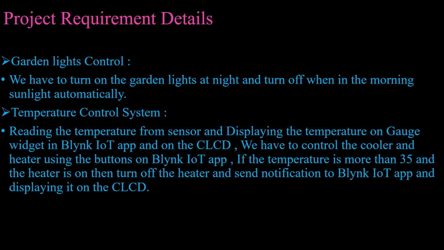A temperature control system. Read the temperature from the sensor and display the temperature on the gauge widget in the Blynk IoT app and on the CLCD. We have to control the cooler and the heater using the buttons on the Blynk IoT app. If the temperature is more than 35 degrees and the heater is on, then turn off the heater and send a notification to the Blynk IoT app and display it on the CLCD.